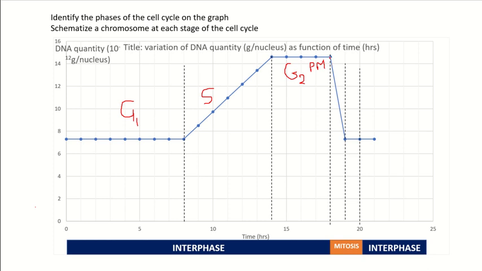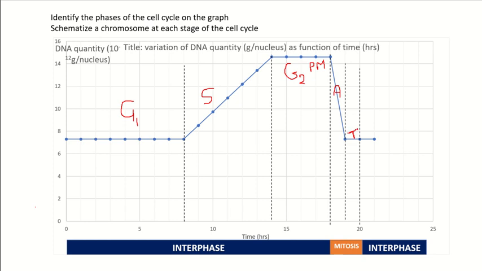But in anaphase, I have polar ascension. I have separation of the sister chromatids. So there should be a decrease in the DNA quantity. This decrease in the DNA quantity is the anaphase, and here we have the telophase.